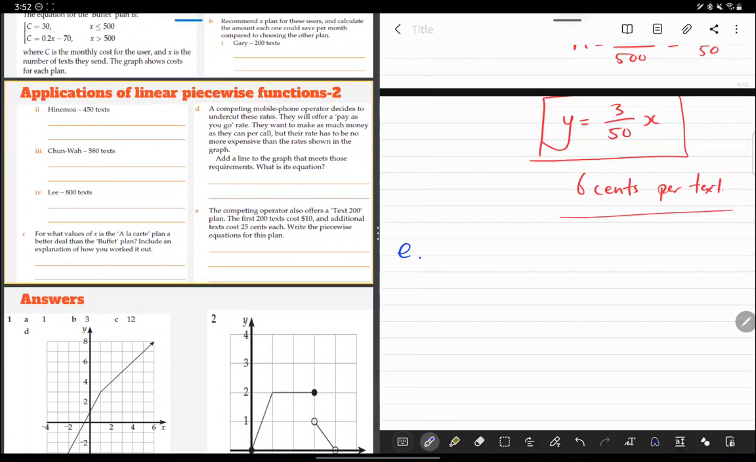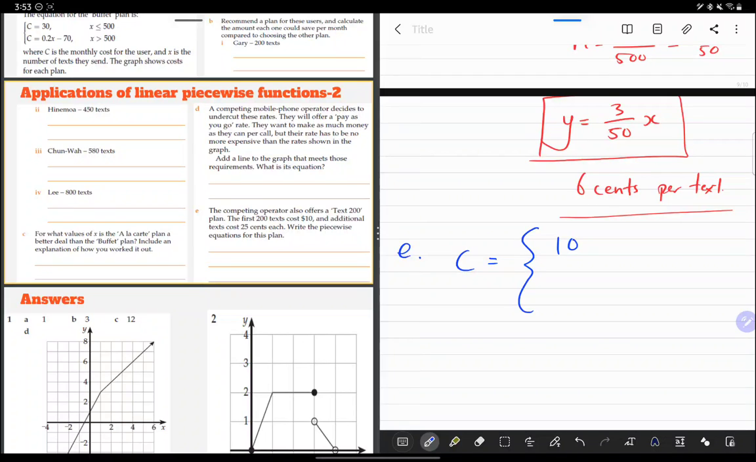E. The competing operator also offers a text 200 plan. The first 200 texts cost $10, and additional texts cost 25 cents each. Write the piecewise equations for this plan. Cool. Actually, we've been using C for cost, so let's do that. This is what we're going to get used to writing, and of course that needs practice. Do more of this and more of this as we go.